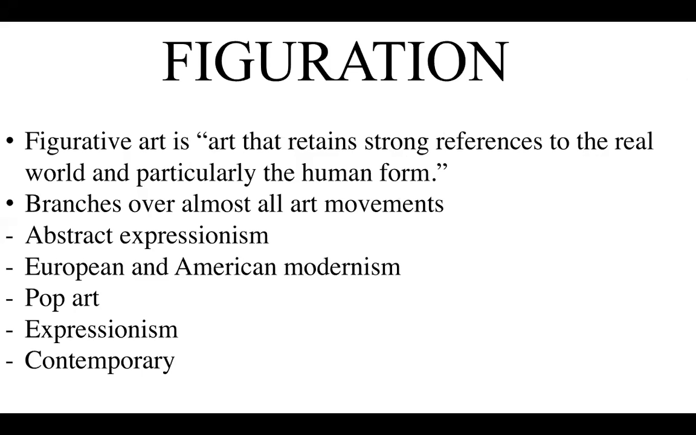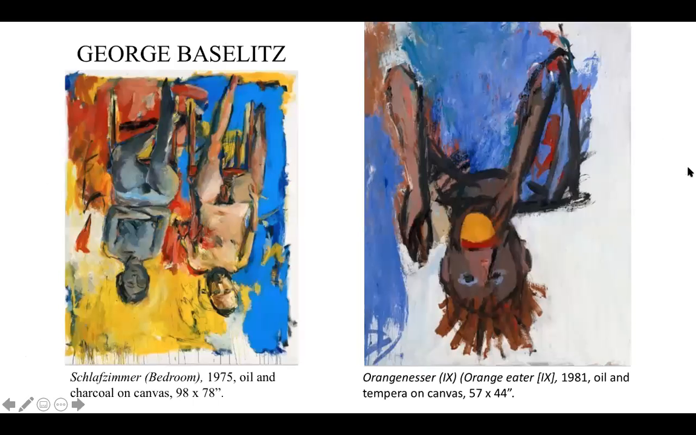What is really interesting about figuration is that there have been and continue to be so many different interpretations and approaches to portraying the figure. The examination and study of the human form is seen across almost all art movements, from abstract expressionism to pop art to contemporary art. In this presentation, I will show a range of artists who all approached figuration with very different goals, views, and intentions. So the first artist is George Baselitz.